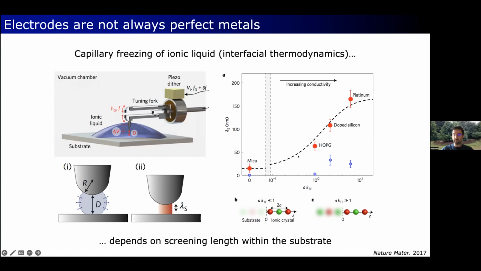And even though these surfaces, the mica, graphite, the silicon or platinum, differ by other features, they could rationalize the result as a function of the screening lengths, and showed the importance of screening lengths on the interfacial thermodynamics, which leads to the capillary freezing of the confined ionic liquid.